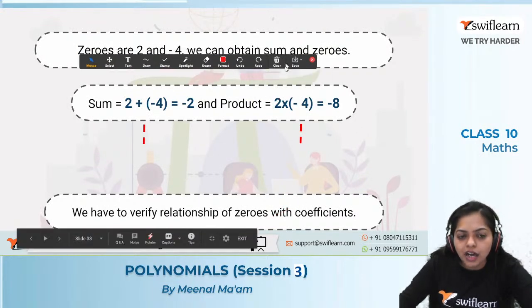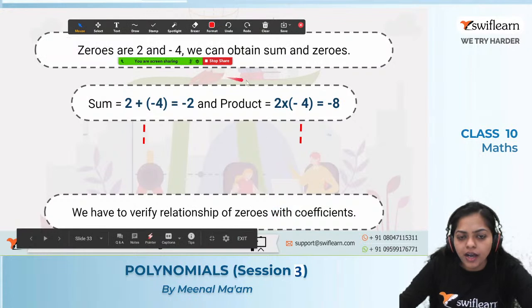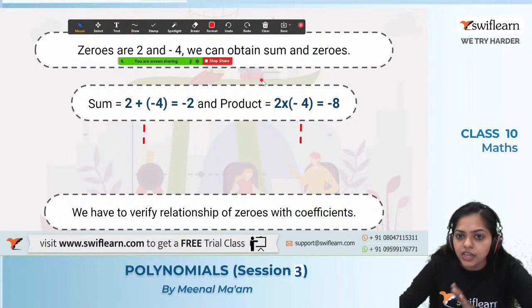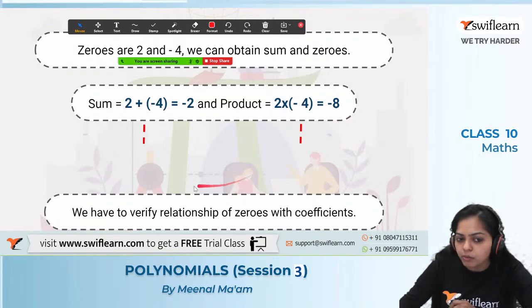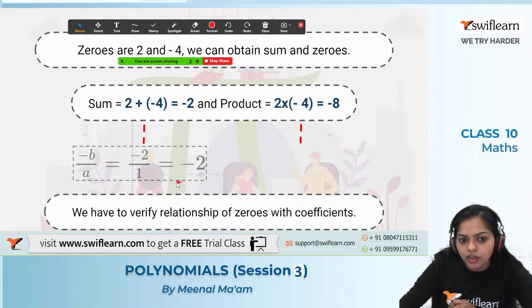So now the zeros are 2 and minus 4. So we can obtain the sum and product of zeros. Now the sum will be equal to what? 2 plus minus 4 is equal to minus 2. And the product is what? 2 into minus 4 equals minus 8.